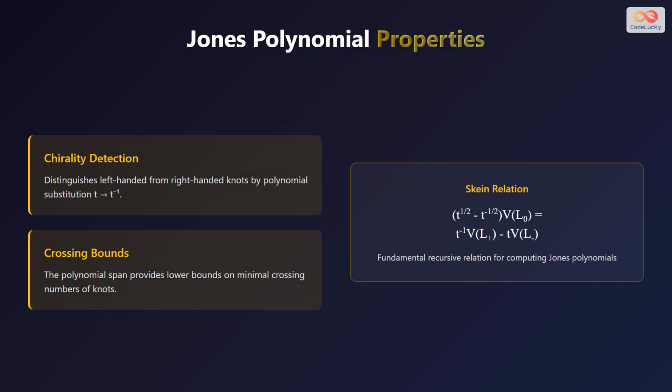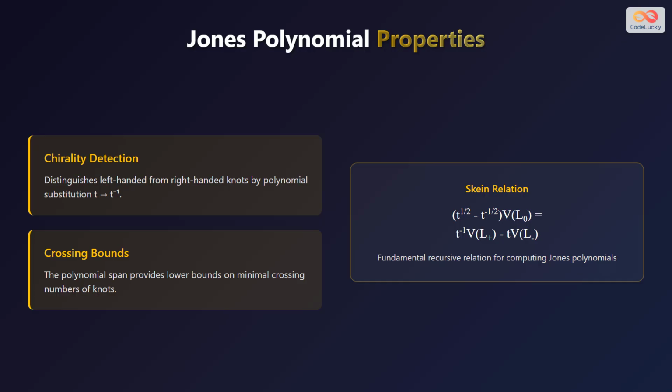Jones polynomials have several key properties. First, they can detect chirality, which means they can distinguish between a left-handed knot and a right-handed knot. This is done by substituting t with t raised to the power of -1 in the polynomial. Second, the polynomial span provides lower bounds on the minimal crossing numbers of knots. The skein relation is a fundamental recursive relation for computing Jones polynomials.